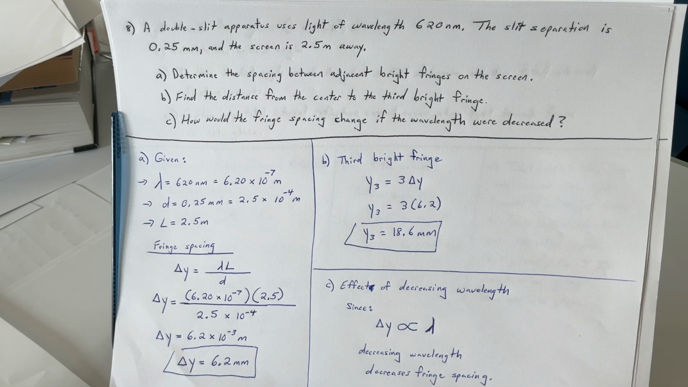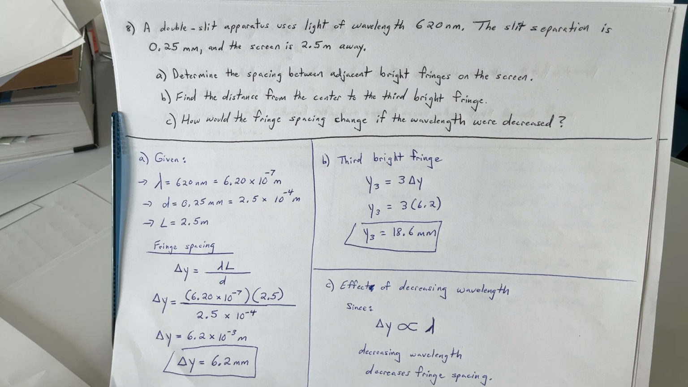Third bright fringe for letter B. Find the distance from the center to the third bright fringe. So what we do is y sub 3. That's going to be 3 times our change in y. So y sub 3 is 18.6 millimeters. And for letter C, how would the fringe spacing change if the wavelength were decreased? Since our change in y is proportional to our wavelength, lambda, decreasing wavelength decreases fringe spacing.